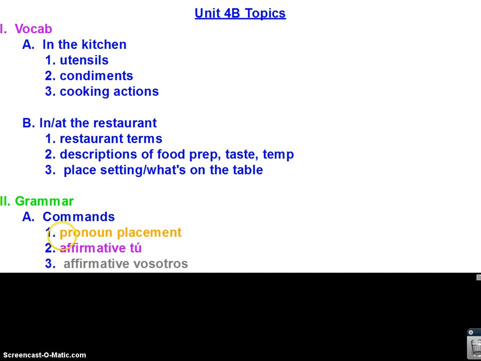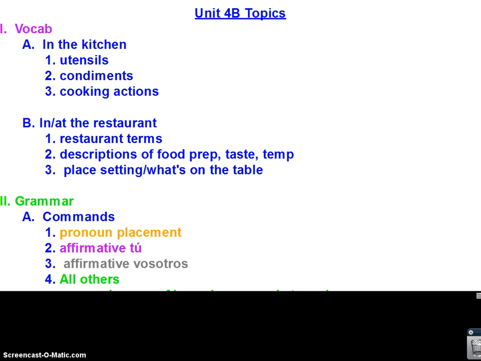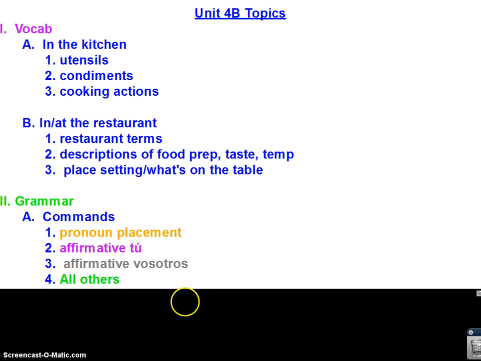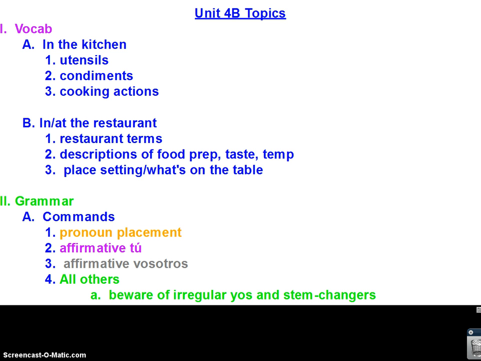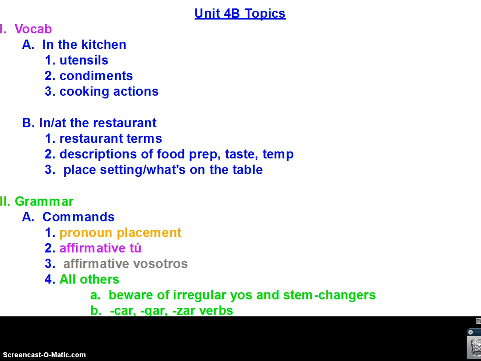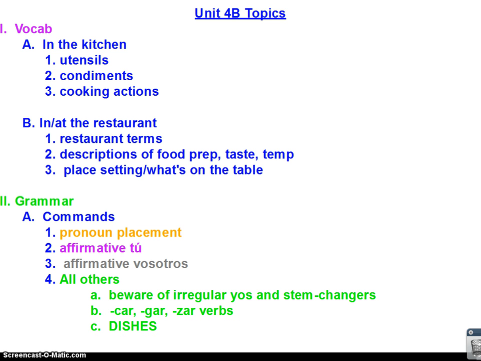And so compartment number one, pronoun placement. Number two, affirmative tú commands, and then all other commands. So negative tú commands, affirmative or negative usted commands, and affirmative or negative ustedes commands. Things that you have to think of when you're doing all other commands: you have to be aware of irregular yos and stem changers, car, gar and zar verbs, and your dishes.